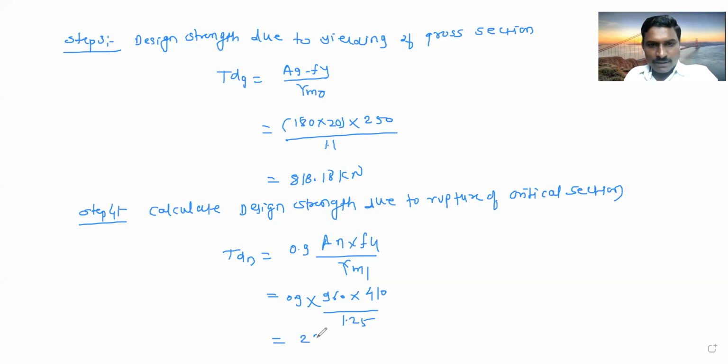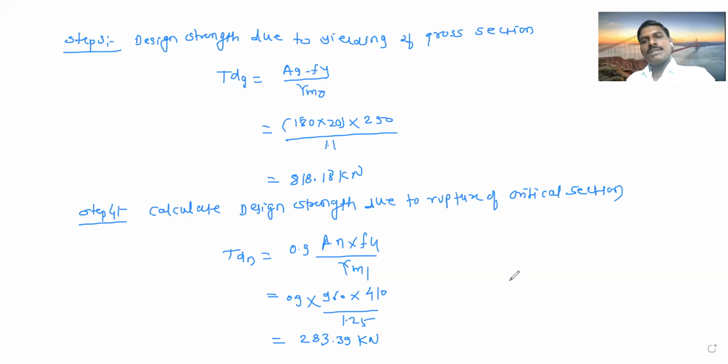283.392 kilonewton. So this is the design strength due to rupture of critical section.